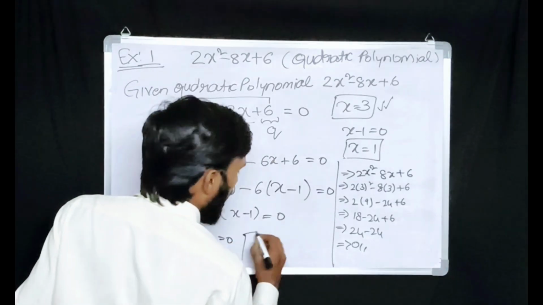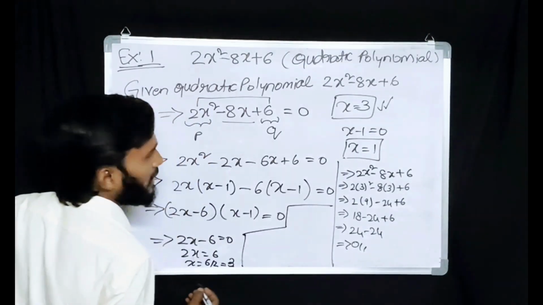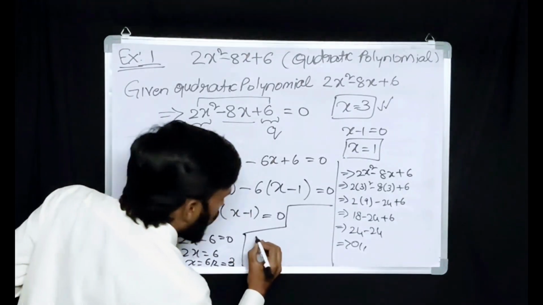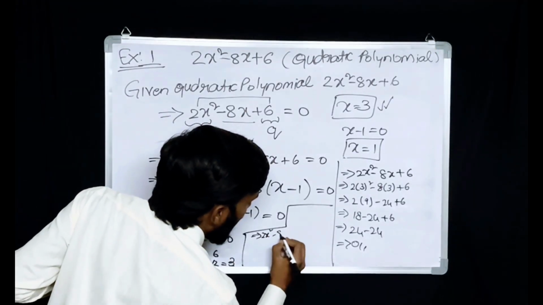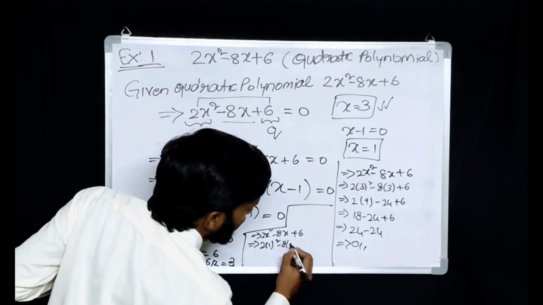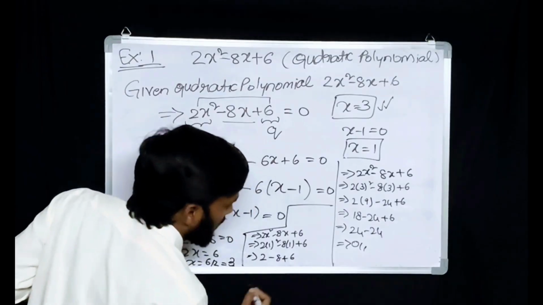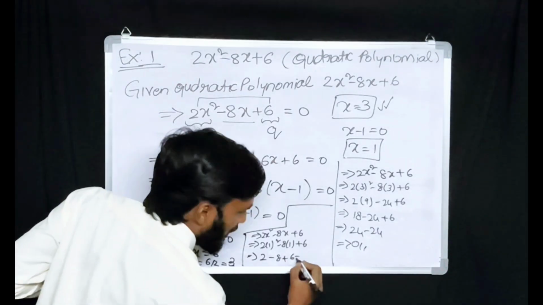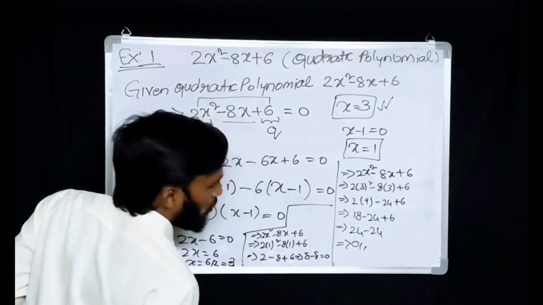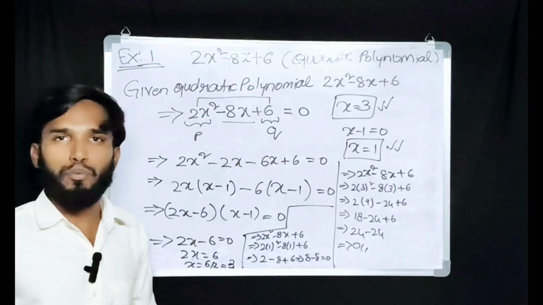Now see the other zero, x is equal to 1. So 2x square minus 8x plus 6: 2 into 1 whole square minus 8 into 1 plus 6, that is 2 minus 8 plus 6. 2 plus 6 is equal to 8, minus 8 is equal to 0. So this is also a zero of the quadratic polynomial.